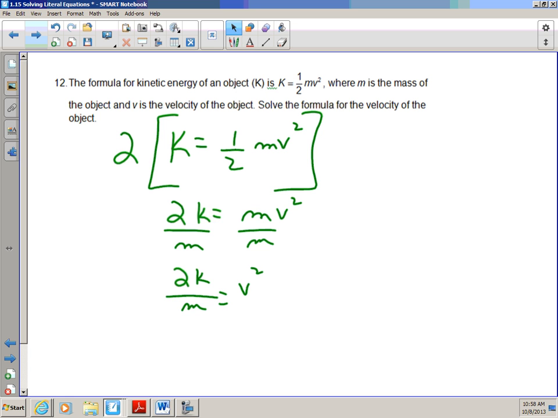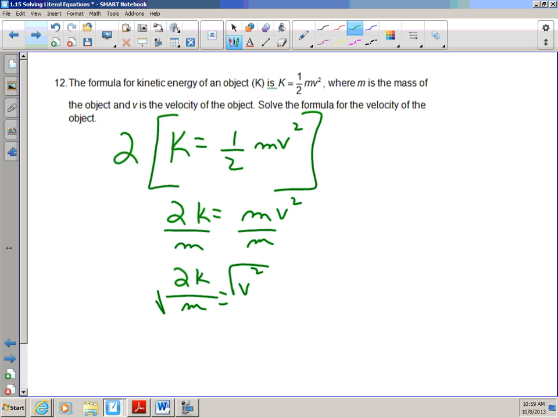I've got v squared. A natural inclination is for students to say, well, let me divide by v, because v squared divided by v is v. The problem is if you divide both sides by v, you're still left with v on the left side. You're dividing a fraction by v. So that doesn't really help you. So I need to think of a way to go from v squared to v. How do I do that? Take the square root.